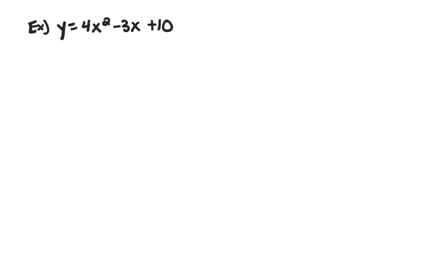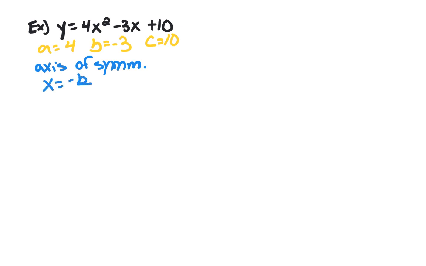And here is our last example where it says y equals 4x squared minus 3x plus 10. So again, we're going to list our a value. Well, that is 4. Our b value, which is negative 3. And our c value, which is 10. And we're going to start off with our axis of symmetry. So x equals negative b over 2a. So in this case, that would be negative negative 3 over 2 times 4. Well, negative negative 3 is a positive 3, over 2 times 4 is 8. And that does not reduce any further. So our axis of symmetry is x equals 3 over 8.